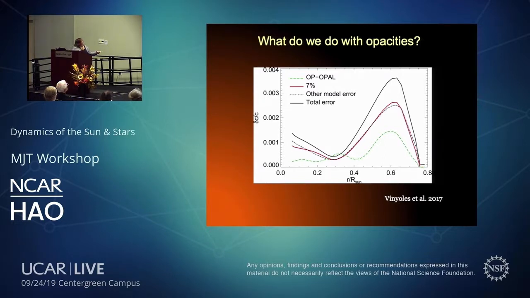What happens if you increase the opacities at the base of the convection zone by 7%, not just at the base of the convection zone, they just increased it. The 7% number came from an experiment I'll talk about very soon. And then she took into account all other errors, but the total amount is 0.2%. It still doesn't give you the required change. So at least opacities as we know them, the sources of errors as we know them, doesn't do the trick.